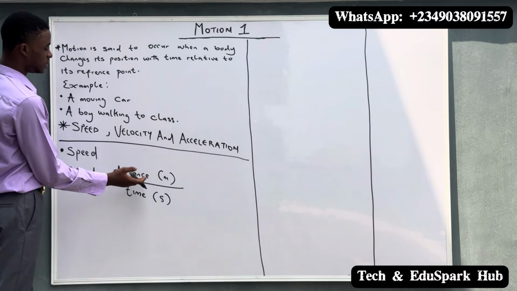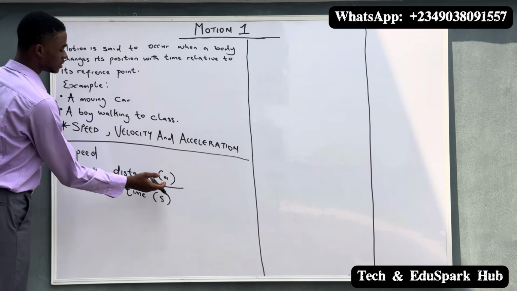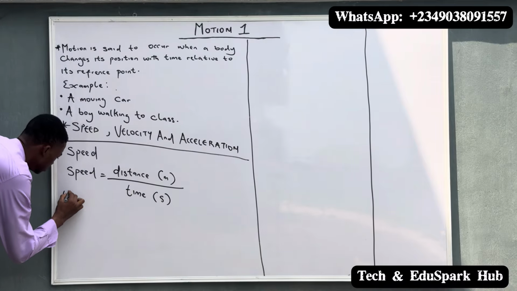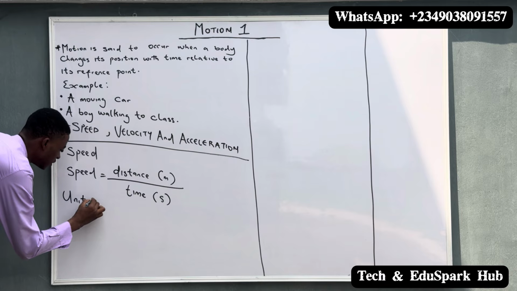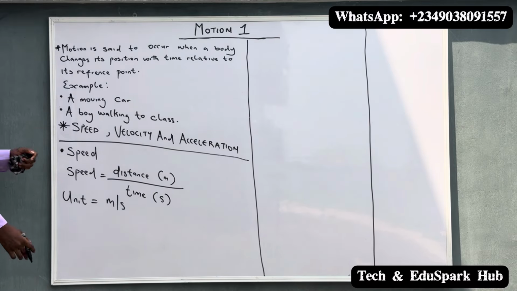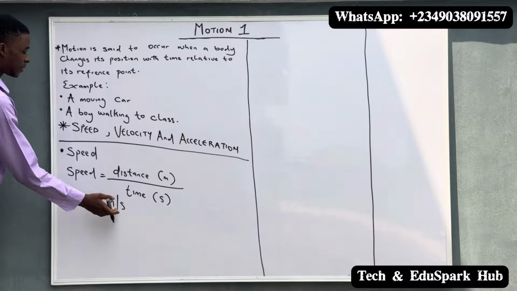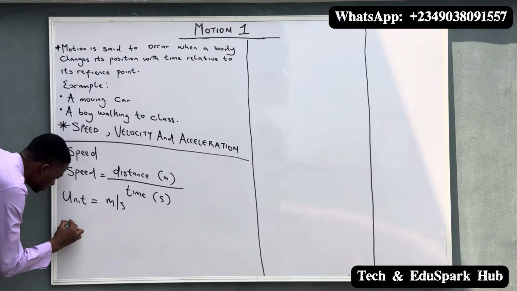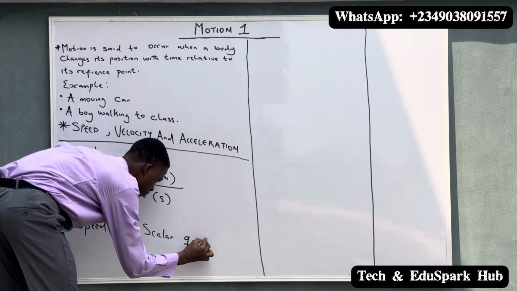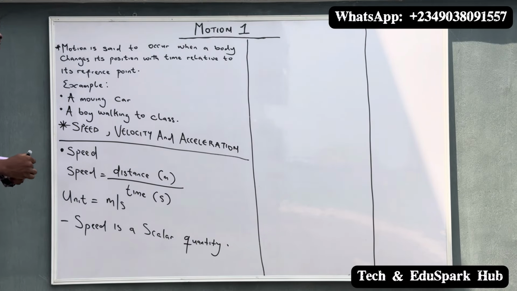Speed is equal to distance over time, where the distance is in meters while the time is in seconds. So what is the unit? The unit of speed is given as meters per second. And speed is a scalar quantity. So this will be all about the speed.